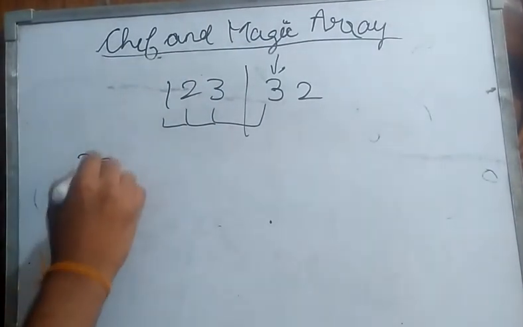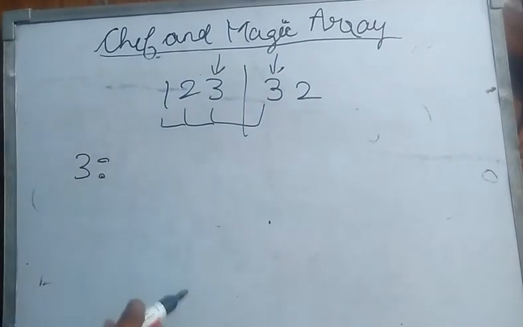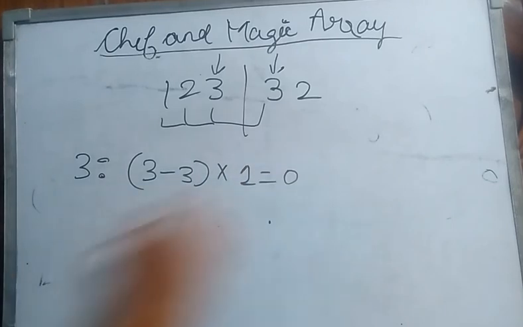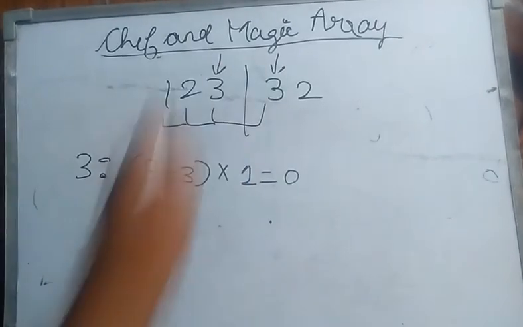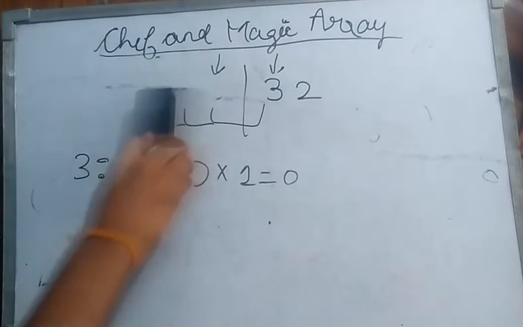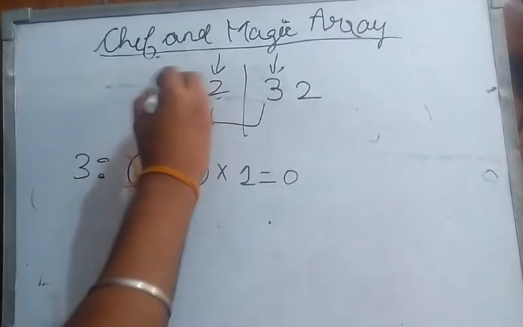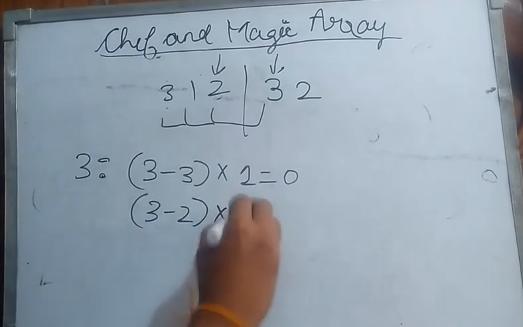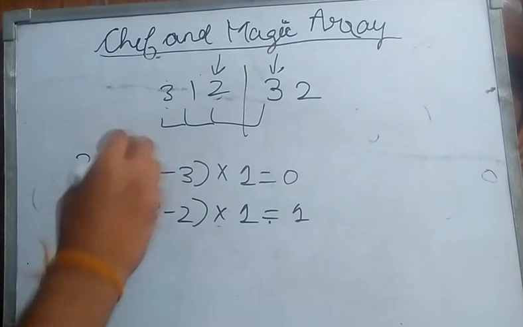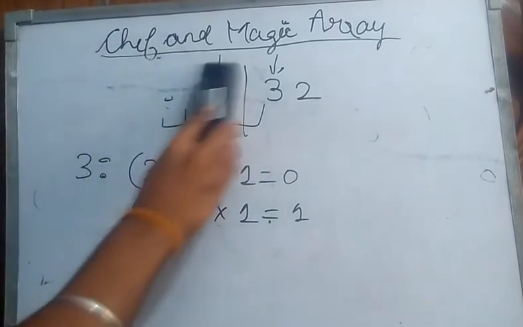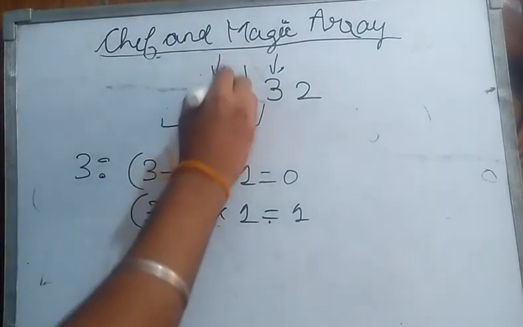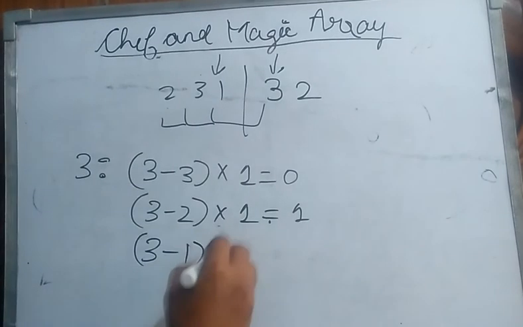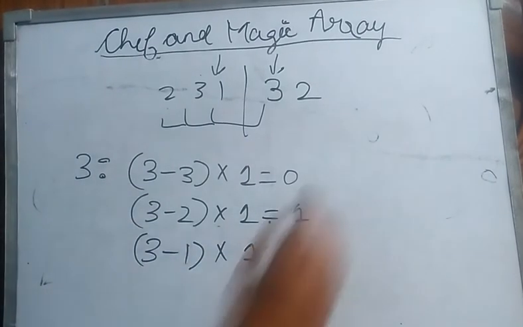So we will try, if 3 was on the right and this 3 on the left, what will be the maximum value we would have got? 3 minus 3 into 1, that is 0. Okay, if 2 was on the left, with 2, 3 and 1, what value we would have got? 3 minus 2 into 1, that is 1. Similarly we will check for 1. 1, 2, 3. What will be the maximum value we would have got? 3 minus 1 into 1, that is 2. So what is the maximum among these values?